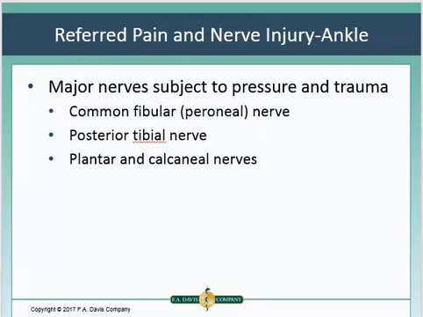Alright, nerve injuries of the ankle. Some of these are continuations of the injuries that can occur at the knee, such as the common peroneal nerve. You also have the posterior tibial nerve, which gets entrapped in the tarsal tunnel, and the plantar and calcaneal nerves. Now these pass over the medial aspect of the foot through the openings in the abductor hallucis muscle. Overpronation can cause some nerve damage to the plantar and calcaneal nerves.